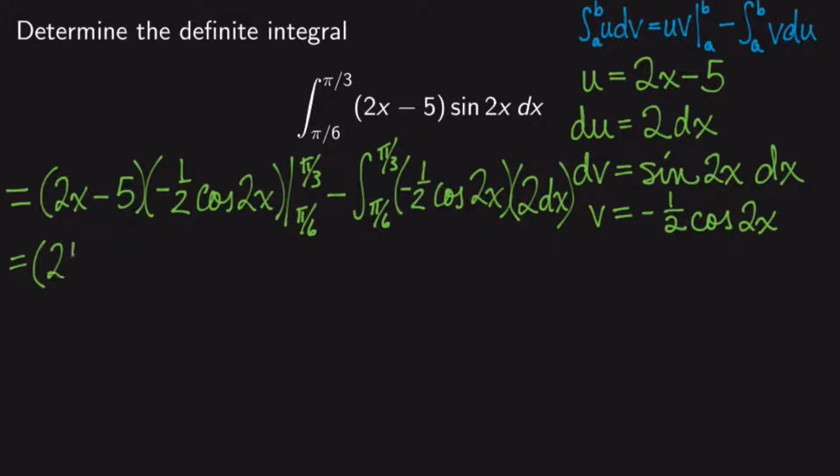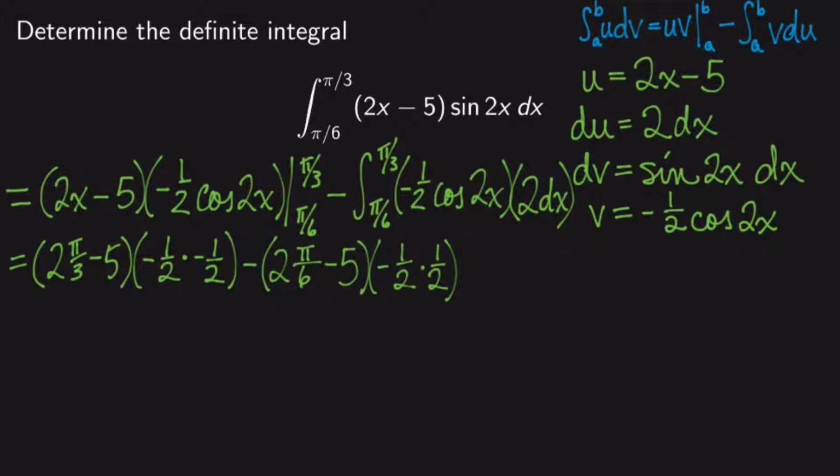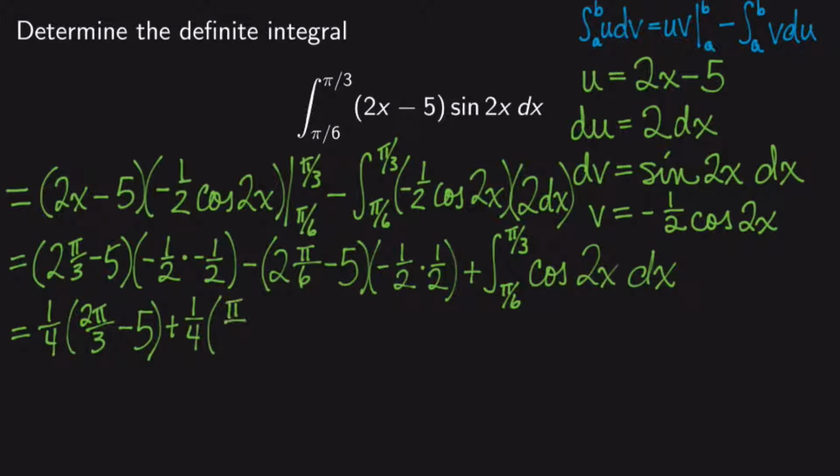So I'm going to continue with my calculation by plugging in the pi over 3 and the pi over 6 and subtracting those two expressions. And then I'm going to rewrite this integral and simplify it a tiny bit. The two negatives cancel, and I get a 1 times cos 2x dx for my integral. And continuing, I'm going to do some algebra on the first half. I just simplify those two expressions. And then I evaluate the second integral, which can be done with a simple substitution, u equals 2x.